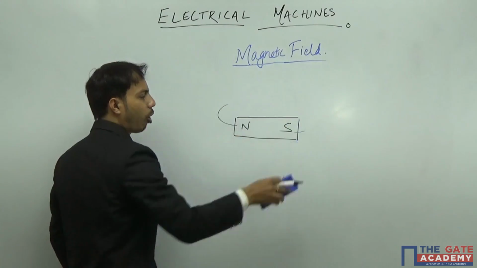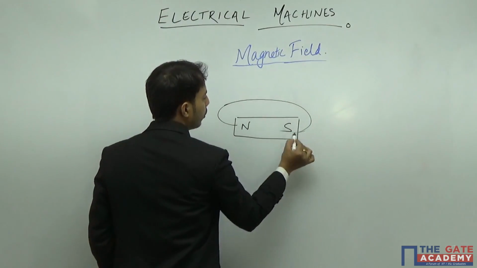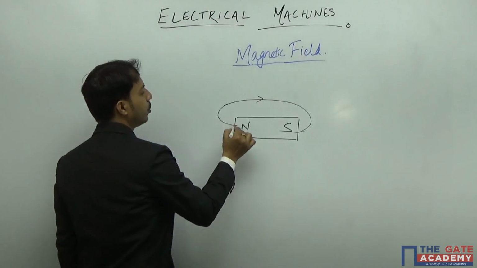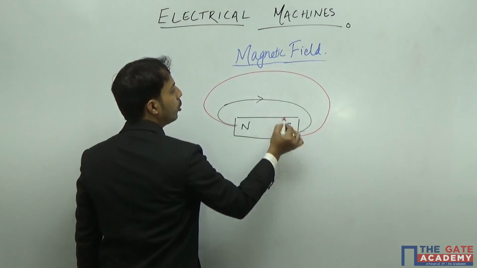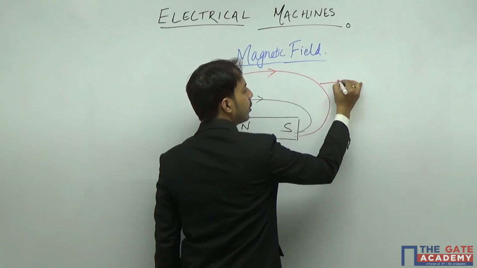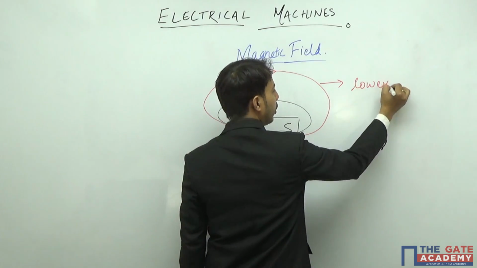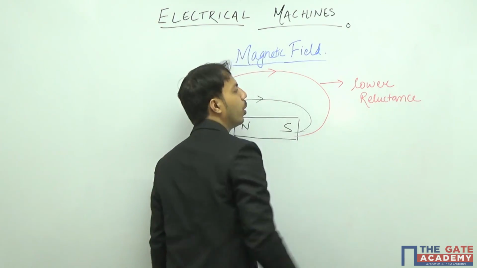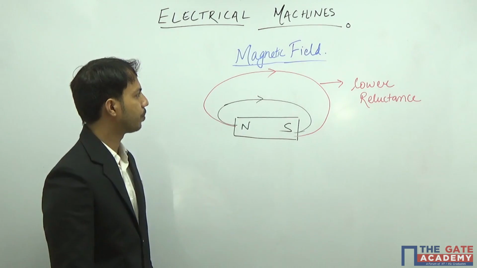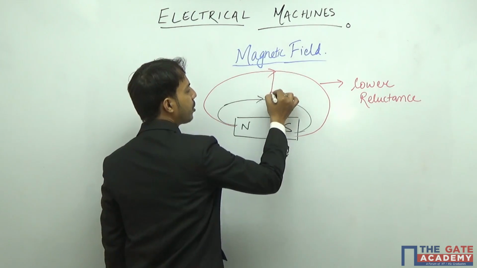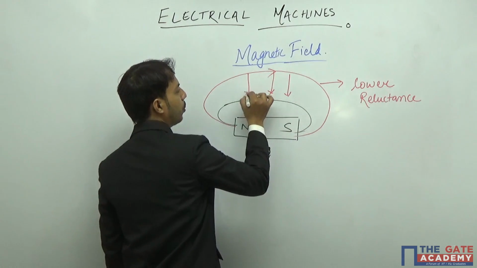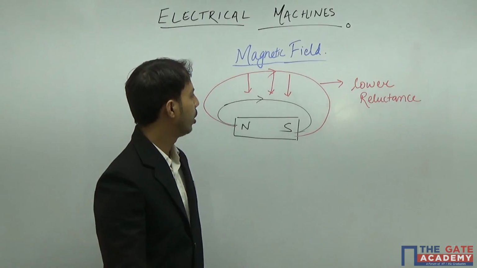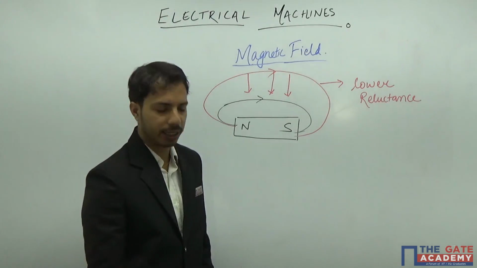So this was the normal path. Now suppose there is some other path which is making it flow through this, because this path has lower reluctance. Now what it will try to do is come down to this particular position. And from this principle, we have derived a motor which is called reluctance motor.